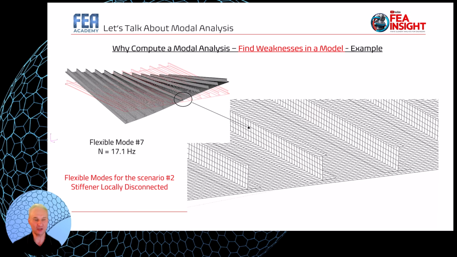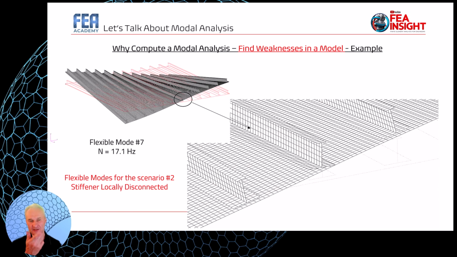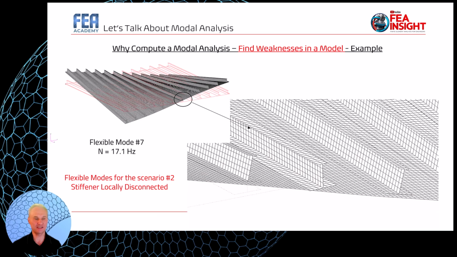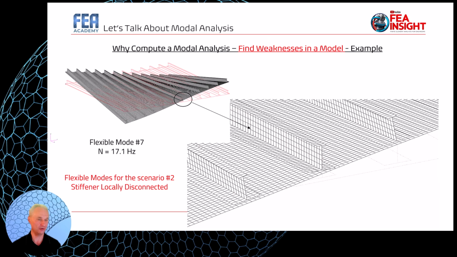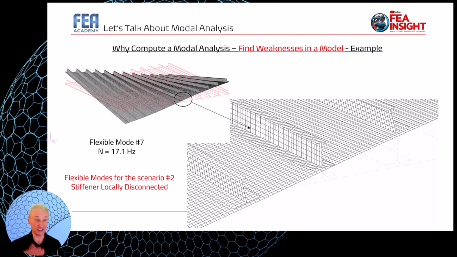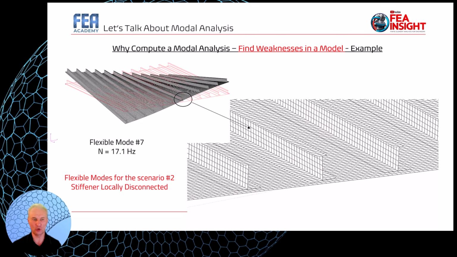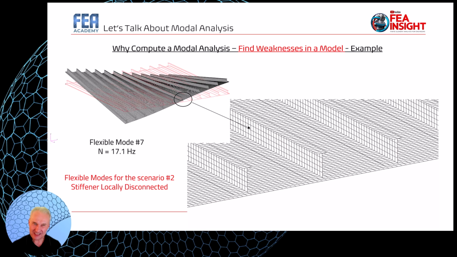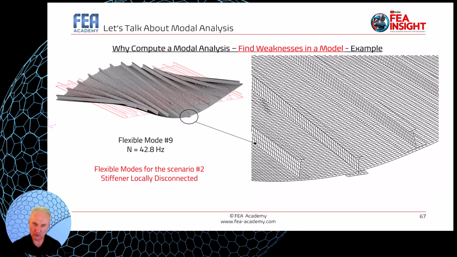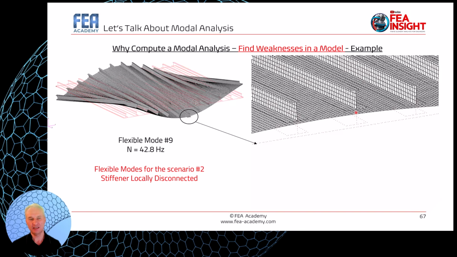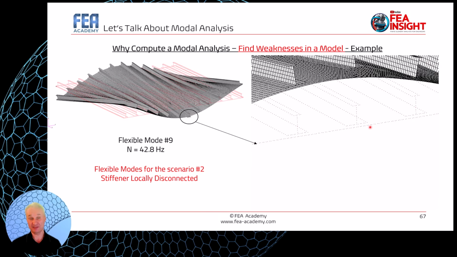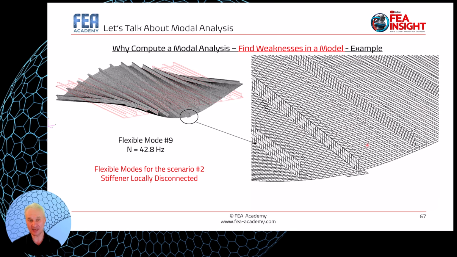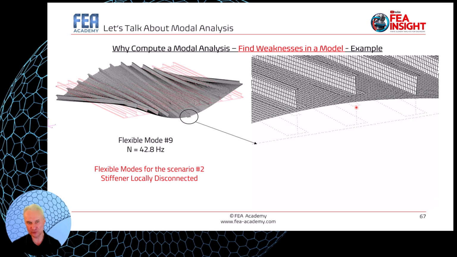Now let's have a look at scenario 2 for the flexible modes. And here I did an animation because it's easier to capture the problem. So you see the first flexible mode, which is mode 7 at 17.1 Hertz, and which is the model with the stiffener locally disconnected. I see this stiffener is not working with the panel. It's easier to see that in the next mode, mode 9. You see, the stiffener is going through the panel. It shows me clearly that this stiffener is not attached to the panel. Otherwise I would not see this stiffener going through the panel.